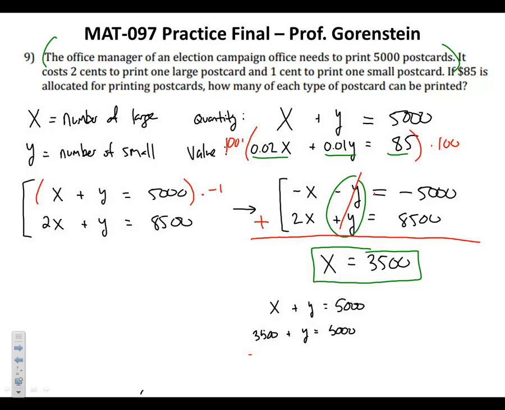So subtract 3,500 from both sides. Oops, it's a little sloppy there. So we have y is equal to 1,500. So 3,500 large and 1,500 small postcards.